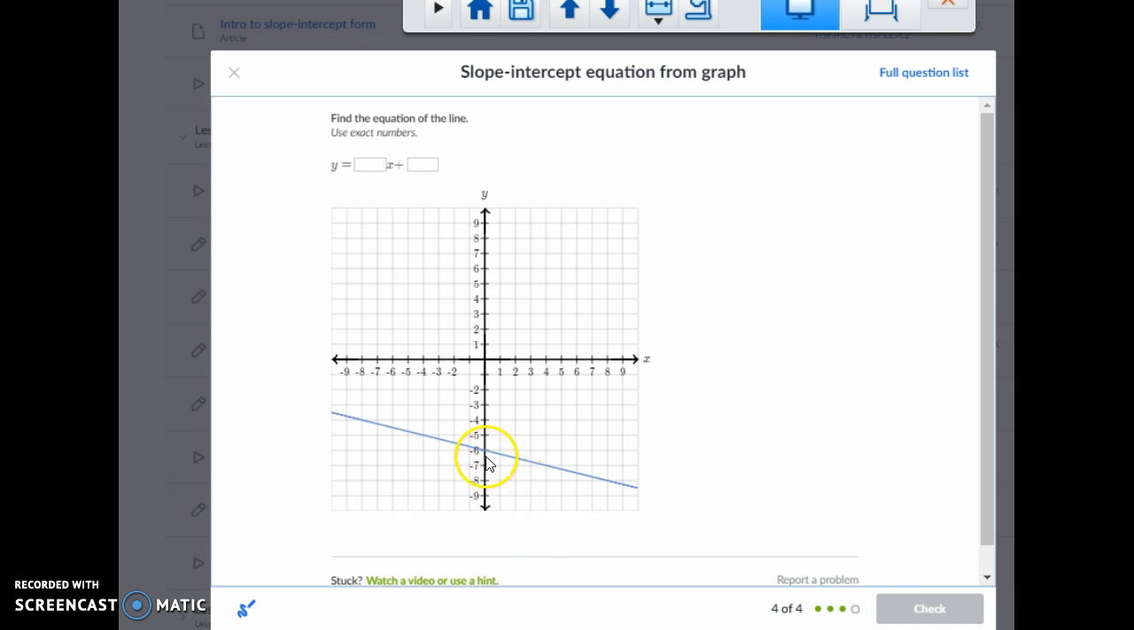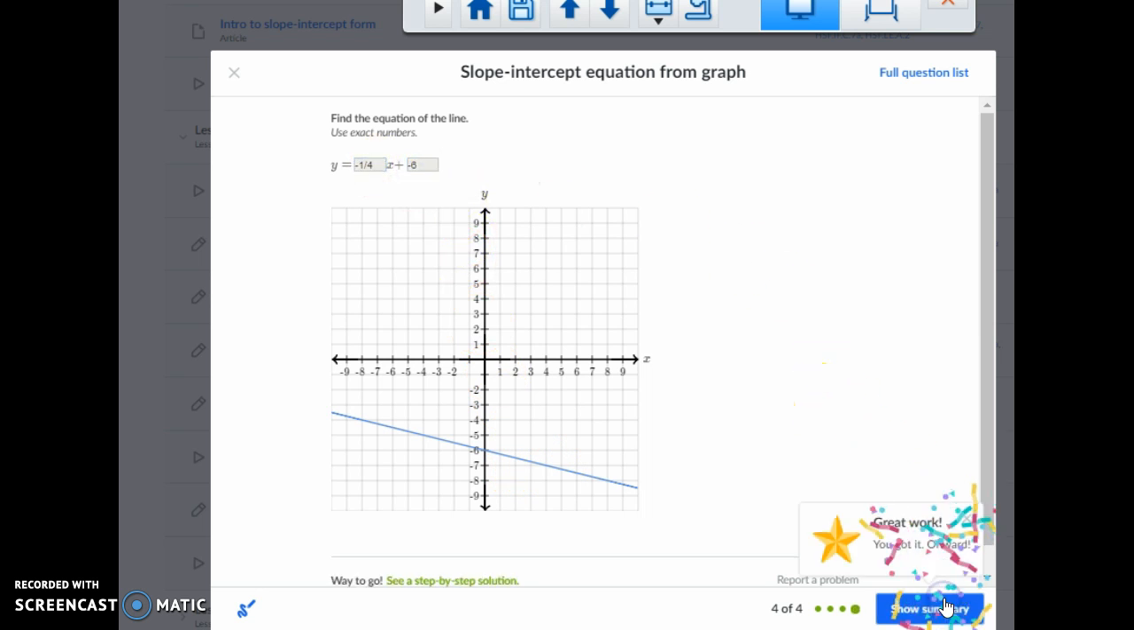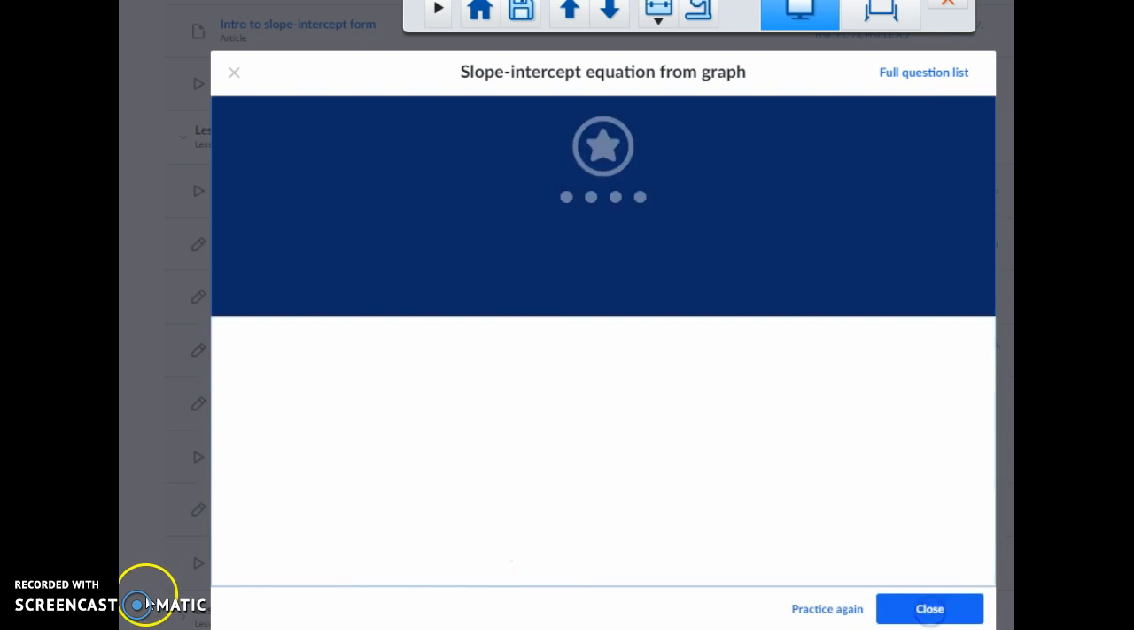Here we have a B beginning of -6. So we're going to plug that in. And then we're going to look at our slope. So we're going to be going down 1, that's our rise. 1, 2, 3, 4, that's our run. So it's down 1 over 4. And that's slope-intercept equation from graph.